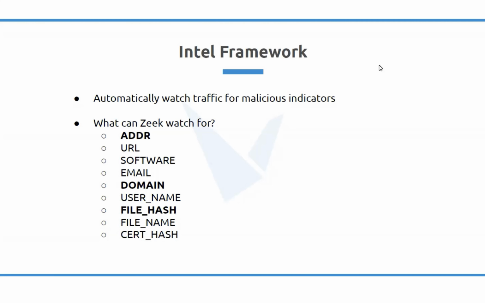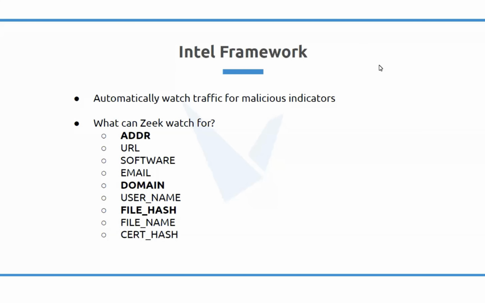As it mentions, it automatically watches the traffic for malicious indicators, and you need to have the indicators file, of course, first of all, as input for Zeek to watch for. So if you tell Zeek basically that these are the IOCs that I'm interested in, and if you see those IOCs in my network, just alert us in the intel.log file and log that activity into the intel.log file.